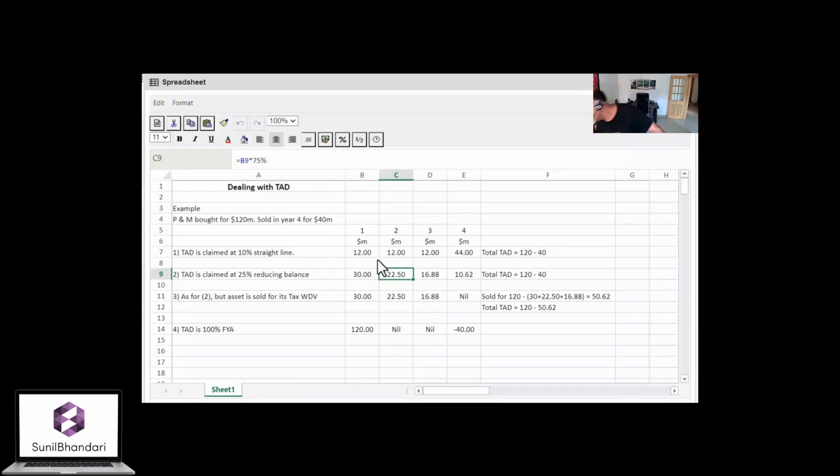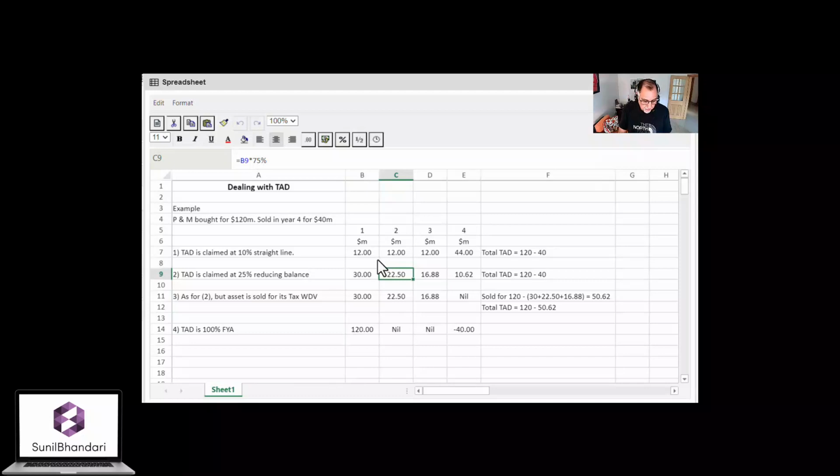Now, let me just take my calculator for a second here. And if you used the long method, the method where you do a full working, this is what you would do. You would take 120 million, and from there you would deduct the first year's figure, which is 30 million, which gives you 90 million, the balance on the pool.